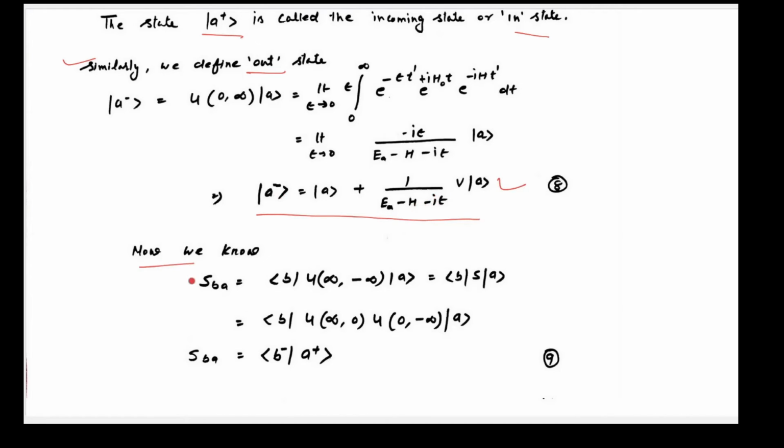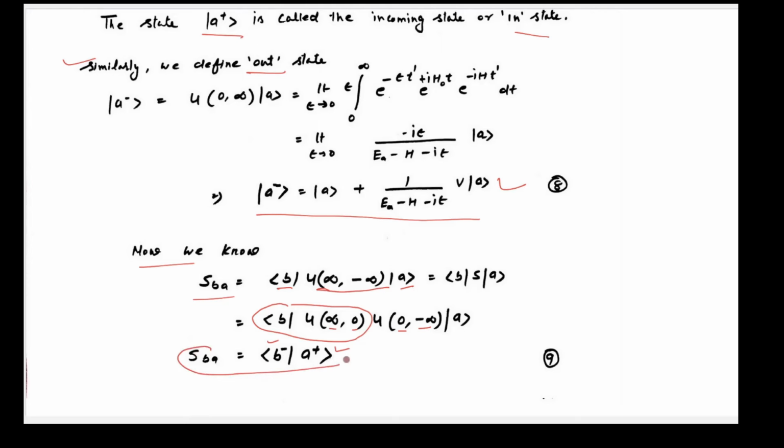Now we know from S matrix, SBA is equal to B U minus infinity to infinity A. This is the initial state, this is the final state, this is an operator. So with this operator we can divide it into two parts. First one is minus infinity to 0, second is 0 to infinity. But we know U from 0 to infinity, B is equal to B minus, from 0 to minus infinity, so minus infinity to 0 at A gives A plus.